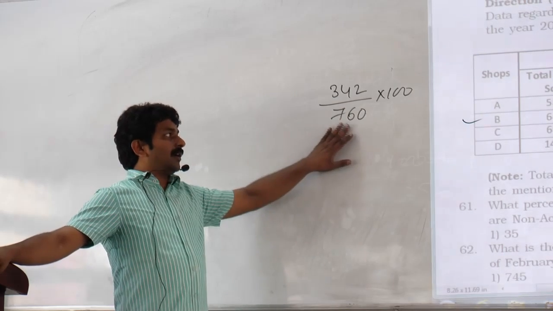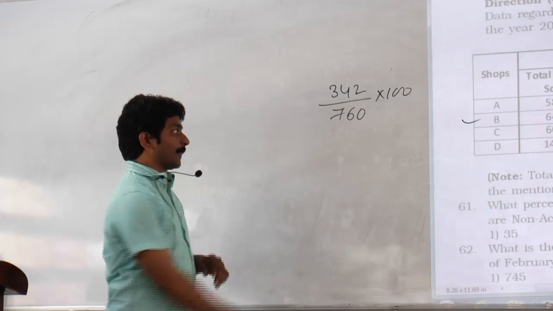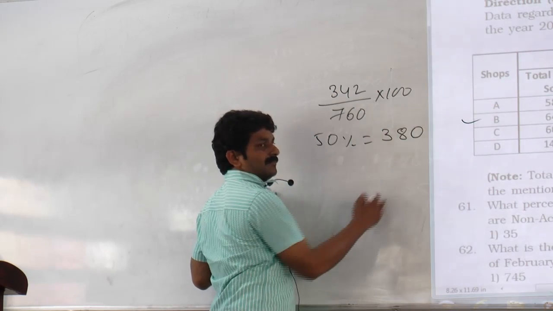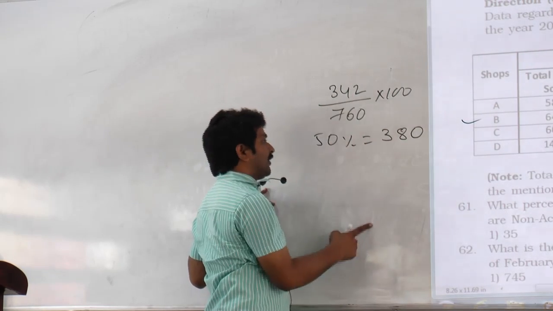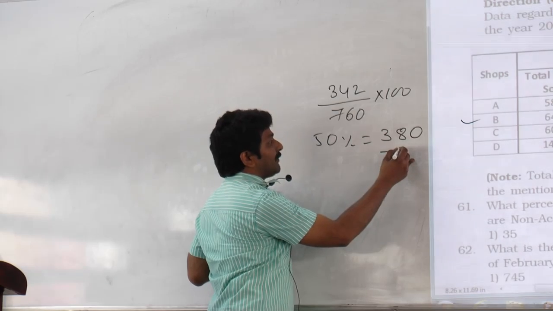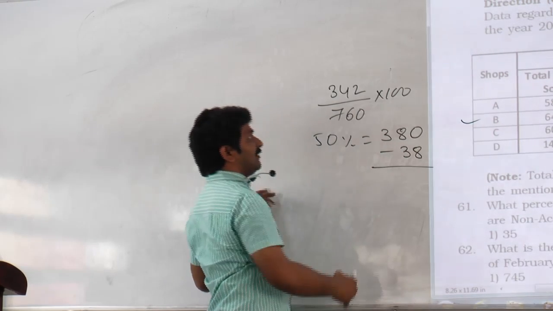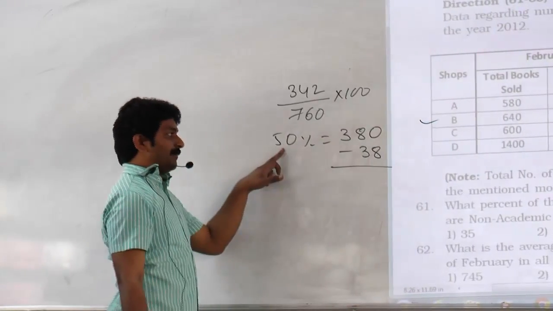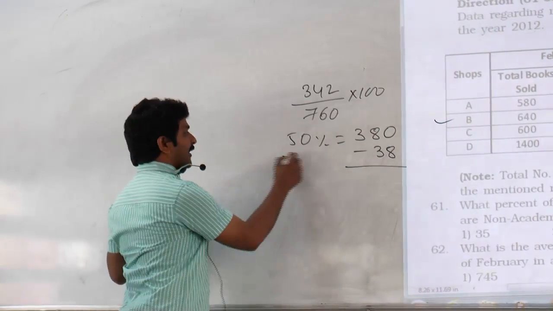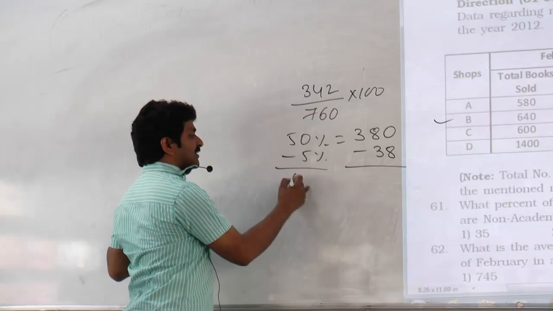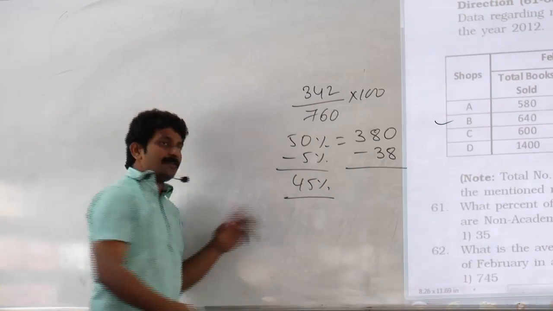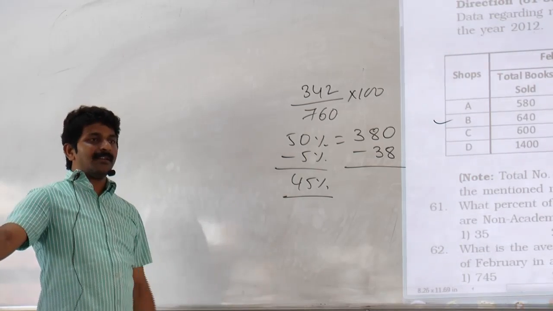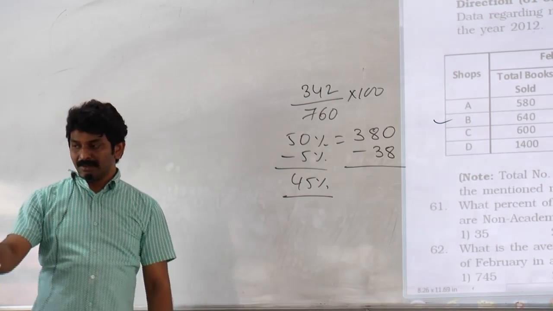Yes. How much is 50% of this? 50% is 380, and you have 342. You need to subtract 38 from this number so that you will get 342. Yes or no? And if 380 is 50%, what about 38? 5%. So what is this? 45%. Remaining is 55. 45% books are academic, non-academic are 55%. Next.